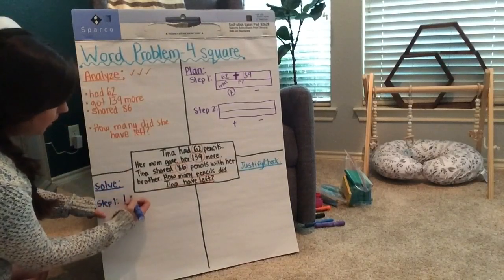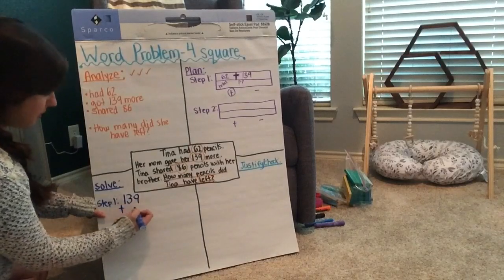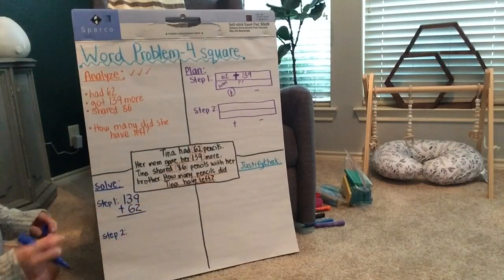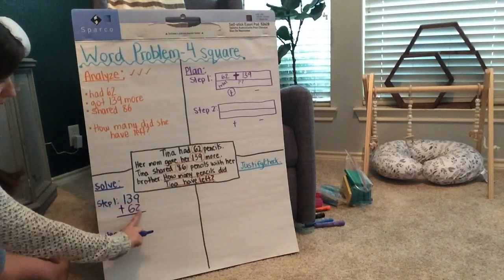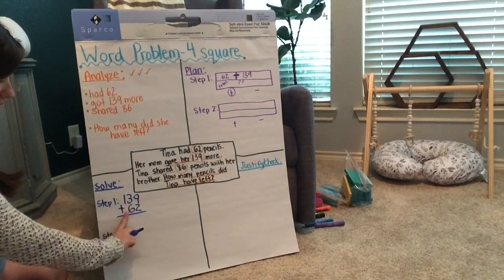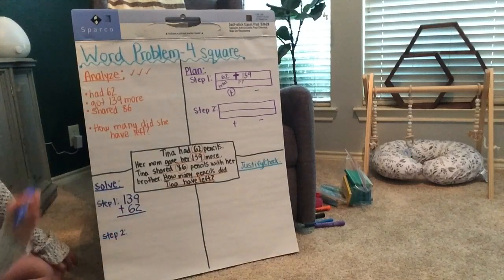So 139 plus 62. Now, it's really important that the students remember here that they have to line up their ones, their tens, and their hundreds. If I would have put the 6 here and the 2 here in the hundreds and the tens place, my answer would be way off.